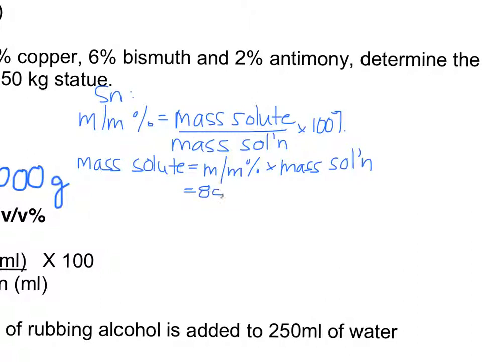Which is 85%. And remember, if we don't have a percent button on our calculator, you should be typing in 0.85 into your calculator. And it's multiplied by the total mass of the solution, which is the entire statue. I'm getting 127,500 grams.